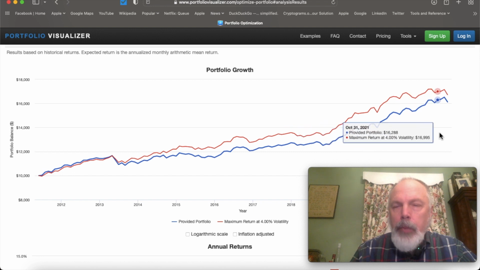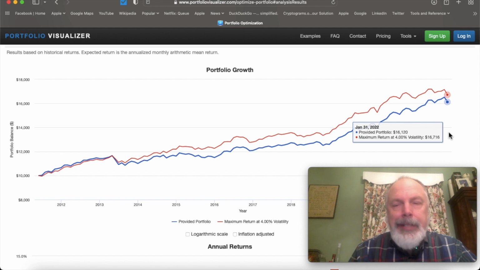Over time, this 10,000 would grow to 16,700 in the preferred maximum return at 4% volatility, and the provided portfolio where we started would have yielded about $500, $600 less. Again, this isn't a lot of money. The ingredient that I think helps the most is the expense ratio.